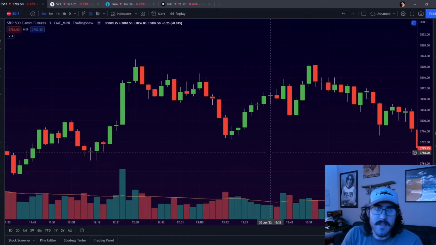Okay, so this line, just keep in mind, this is an average of the volume. So this line, for the most part, isn't going to spike up or spike down. It's a very smooth, steady line, okay?